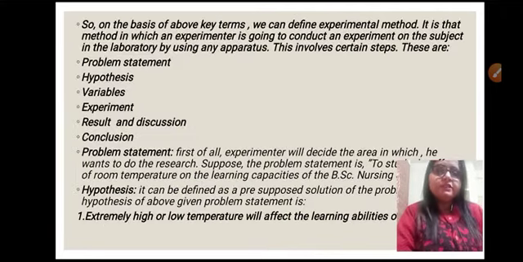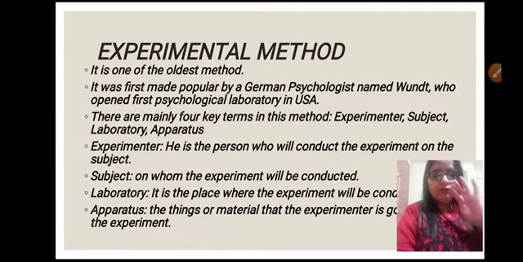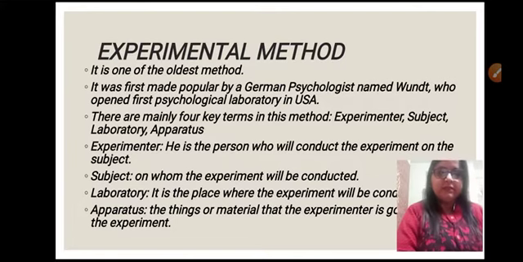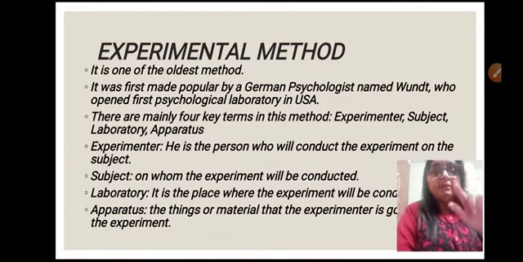Now, on the basis of these four key terms, let's define it. The four key terms are experimenter, subject, laboratory and apparatus. We are just going to combine all these four key terms and define the experimental method. So experimental method is that method in which an experimenter is going to conduct an experiment on the subject in the lab by using apparatus. The last words are under controlled condition.